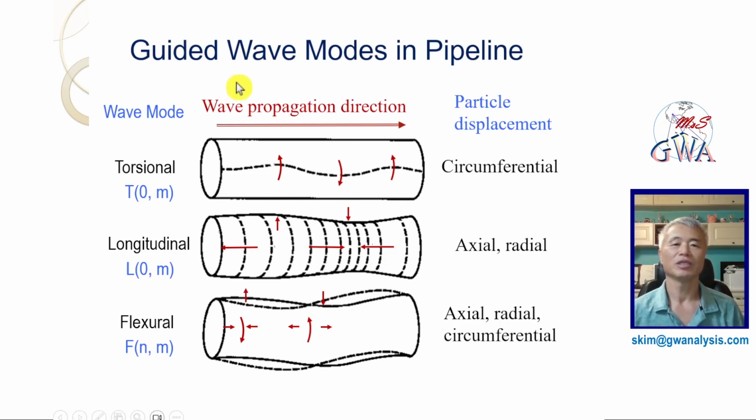This slide shows the three wave modes in the pipelines, torsional, longitudinal, and flexural mode, depending on the particle displacement. The torsional mode is only circumferential particle displacement. The longitudinal mode has axial and radial particle displacements. The flexural mode has all three particle displacements of axial, radial, and circumferential directions.